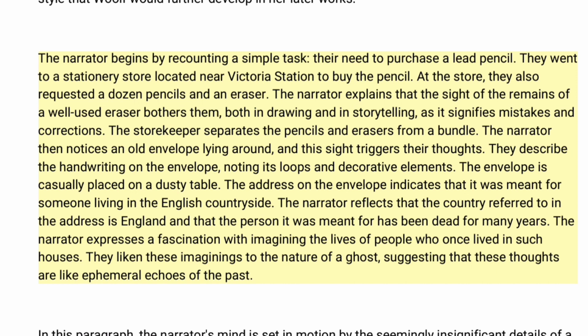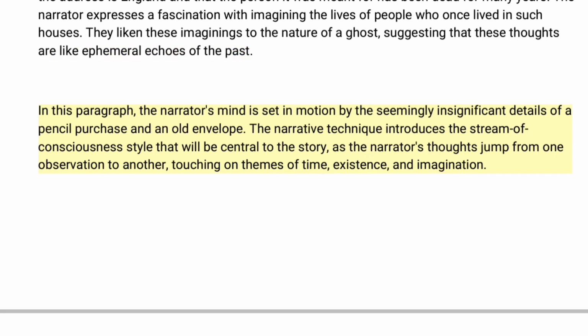The narrator expresses a fascination with imagining the lives of people who once lived in such houses. They liken these imaginings to the nature of a ghost, suggesting that these thoughts are like ephemeral echoes of the past. In this paragraph, the narrator's mind is set in motion by the seemingly insignificant details of a pencil purchase and an old envelope. The narrative technique introduces the stream of consciousness style that will be central to the story, as the narrator's thoughts jump from one observation to another, touching on themes of time, existence, and imagination.